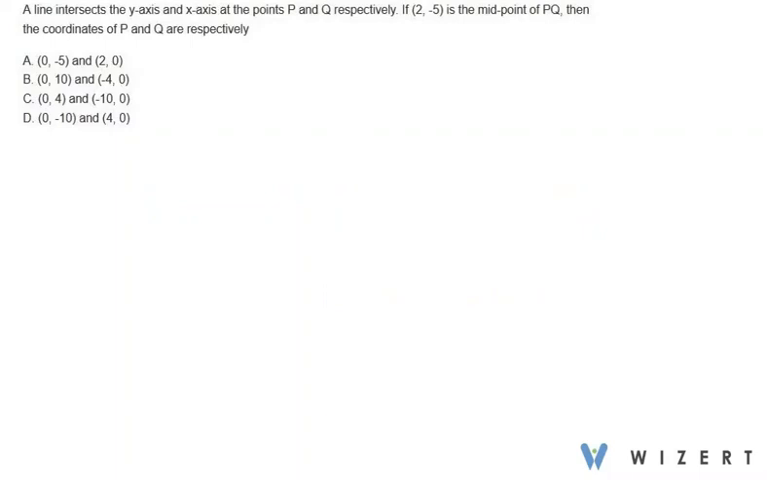We have this question here. The line intersects the y-axis and x-axis at the points P and Q respectively. If (2, -5) is the midpoint of PQ, then the coordinates of P and Q are respectively. Let's try to visualize this situation.